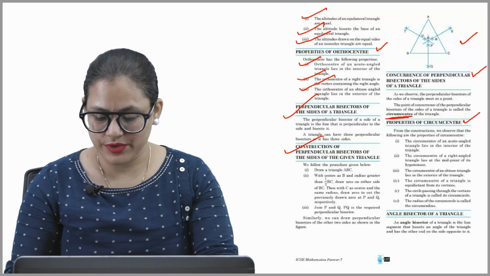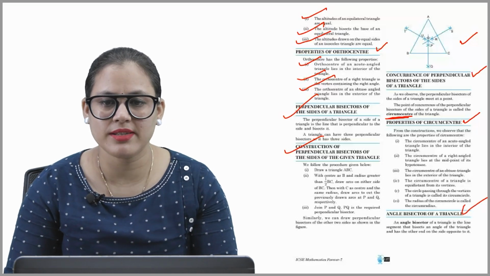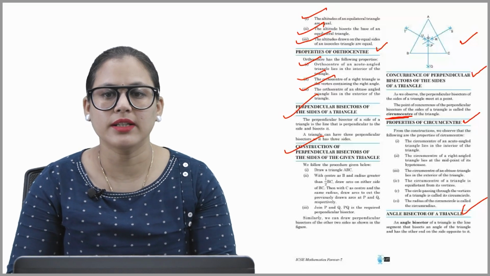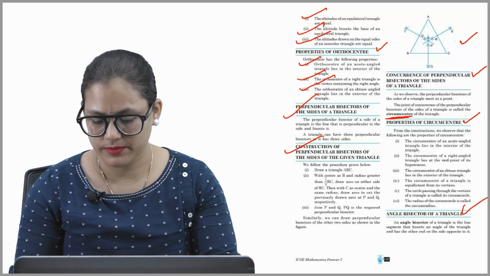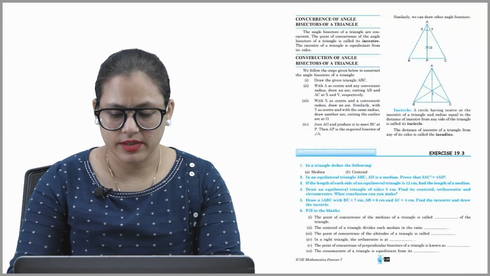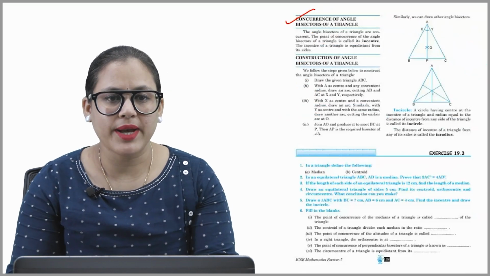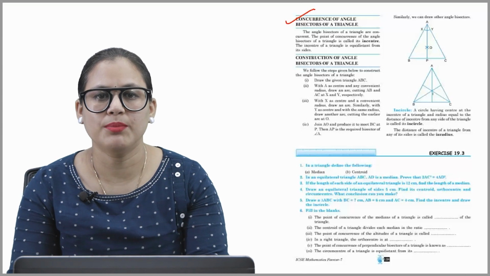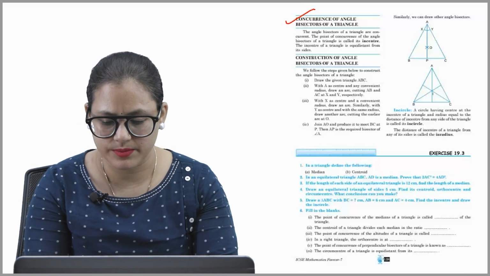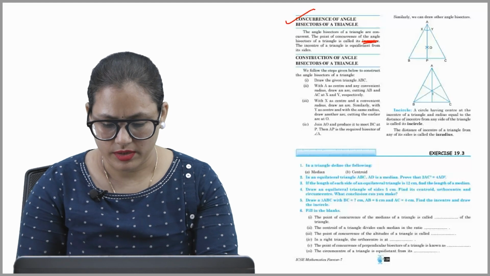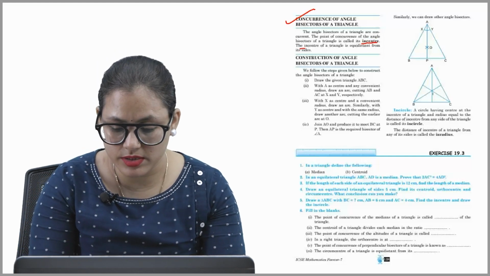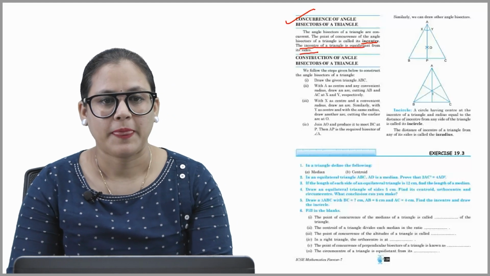Now, angle bisector of a triangle. An angle bisector of a triangle is the line segment that bisects an angle of the triangle and has the other end on the side opposite to it. Concurrence of angle bisectors of a triangle. The angle bisectors of a triangle are concurrent. The point of concurrence of the angle bisectors of a triangle is called its incenter. The incenter of a triangle is equidistant from its sides.